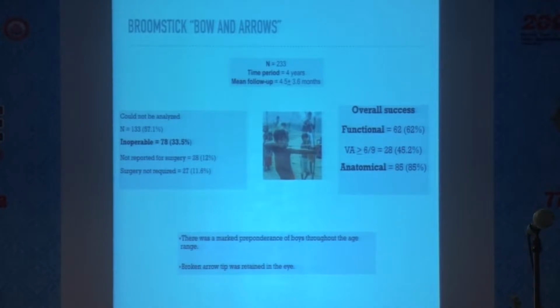And again, we had more of a male preponderance, and it was the broken arrow tip which was retained in the eye. This was published way back 10 years ago, and today the situation is still the same. So I think what you were telling, sir, is that we should create evidence. Evidence is there, but somehow we could not translate it into legislation.